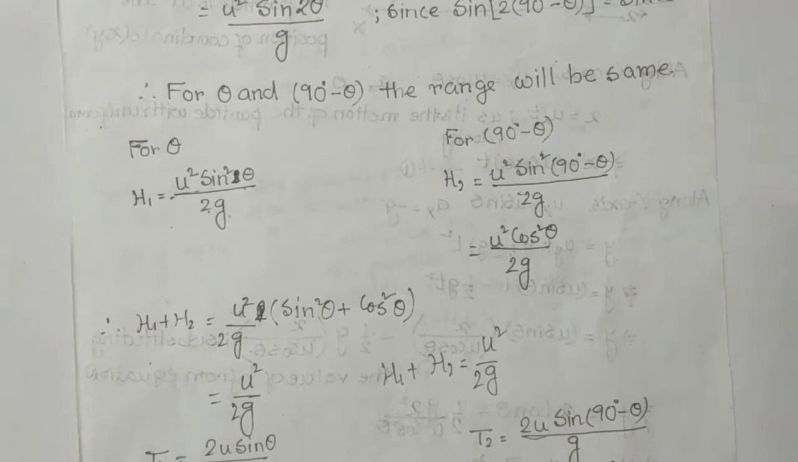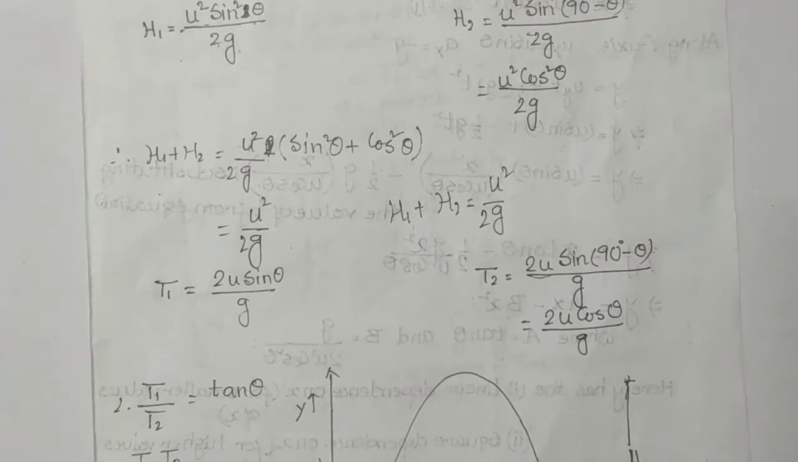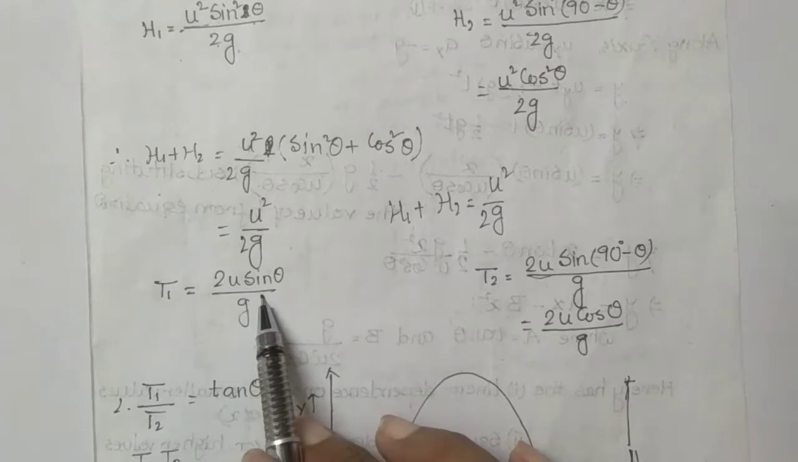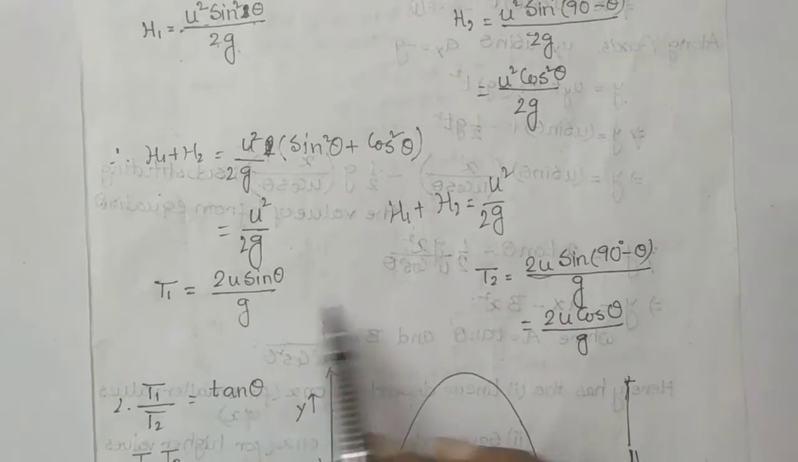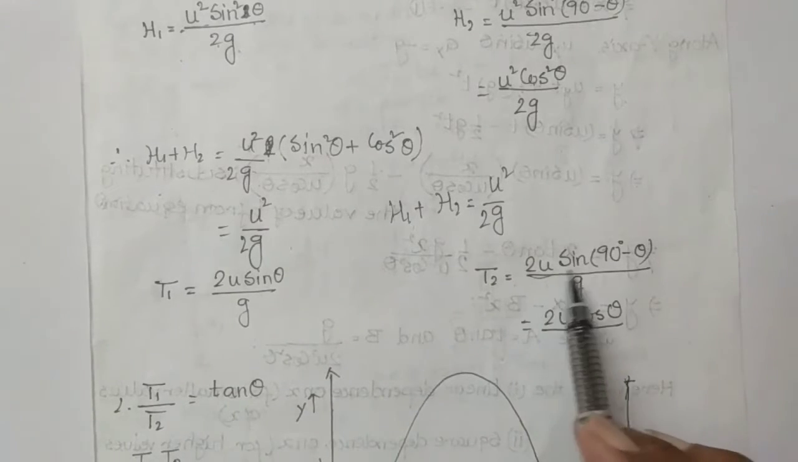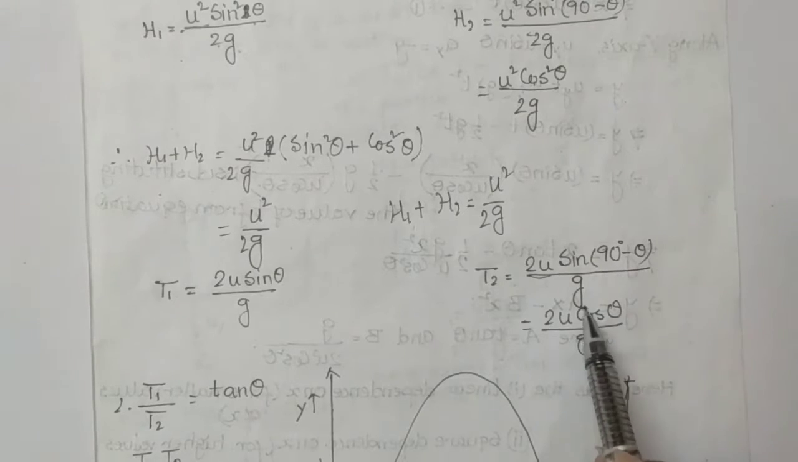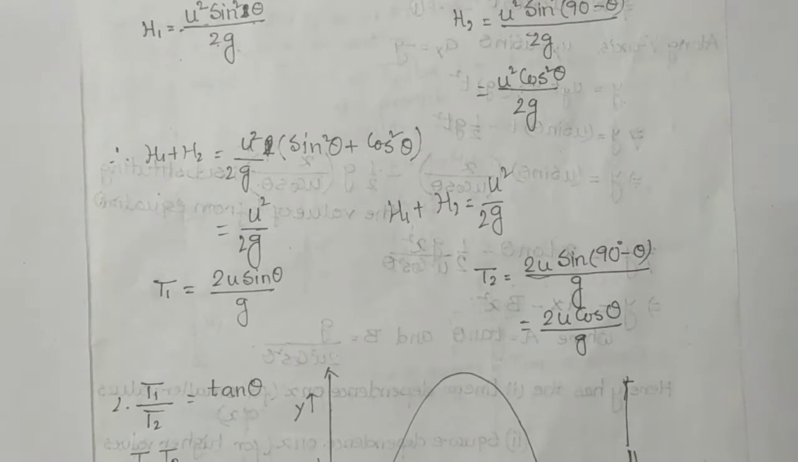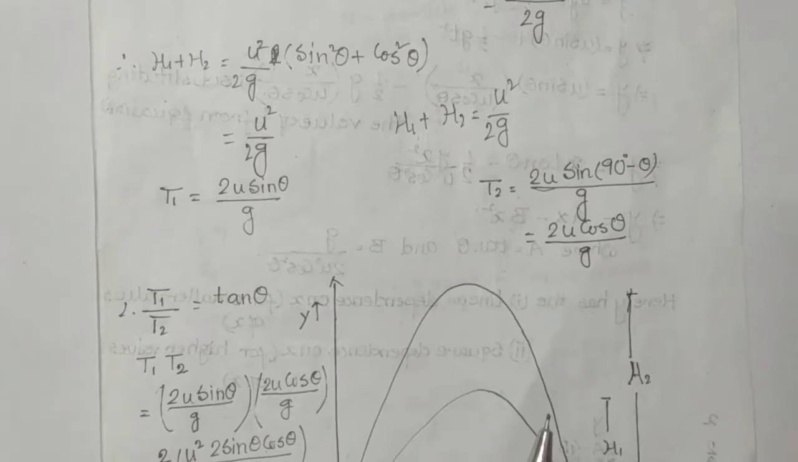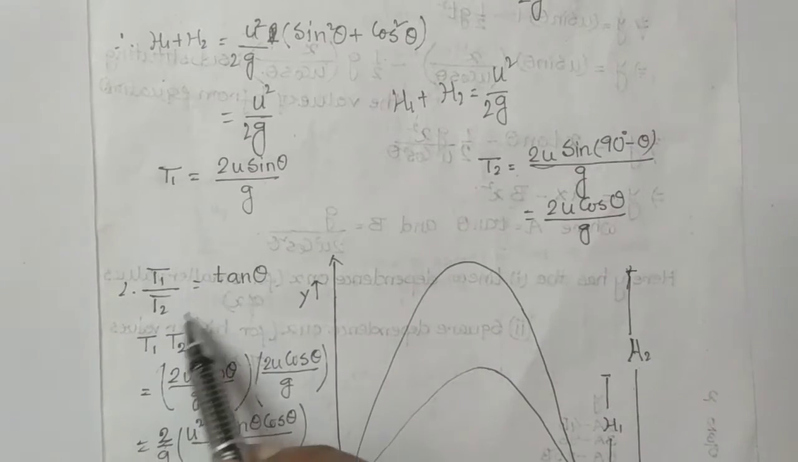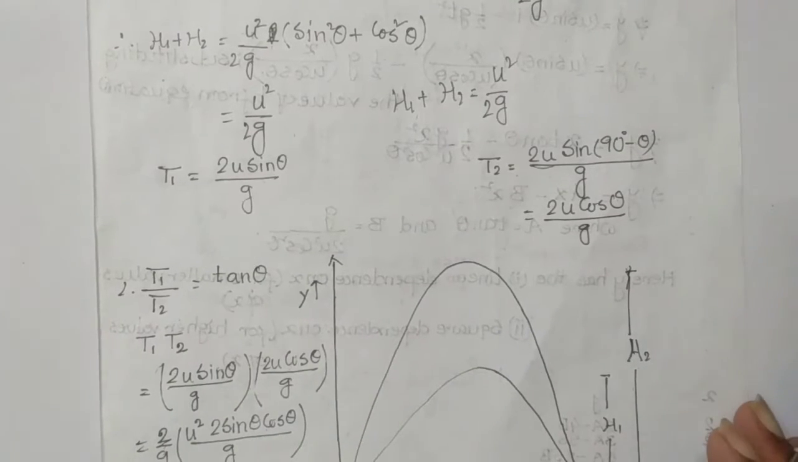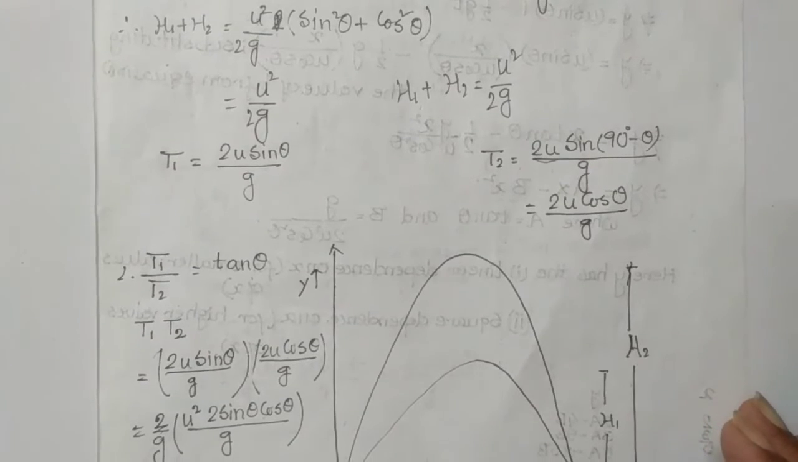And in the expressions of the total time of flight, for theta it is t1, that is 2u sin theta by g. For t2 it is 2u sin of 90 degree minus theta divided by g, so it will be 2u cos theta by g. So if I take the ratio of t1 and t2, then t1 by t2 equals tan theta. Okay, t1 by t2 equals tan theta.